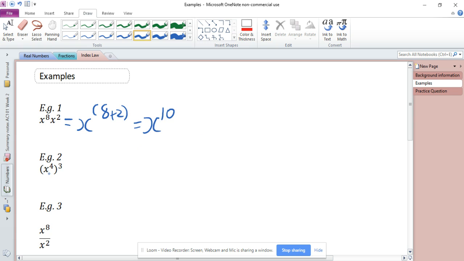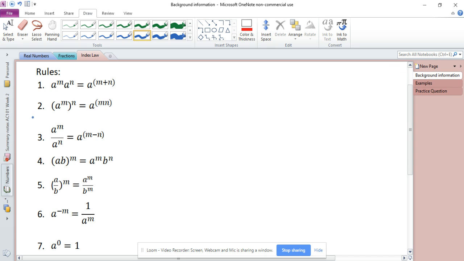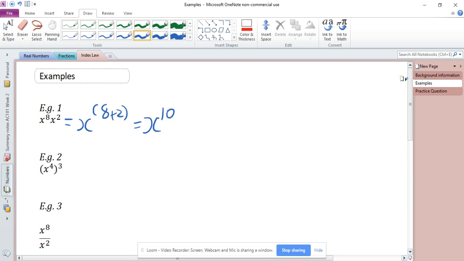Next, x power of 4 and then power of 3. So that is the example of rule number 2. If that is the case, what should we do? We just need to write down the base and then times the power together. Write down the base and times the power together. So 4 times 3 is 12.